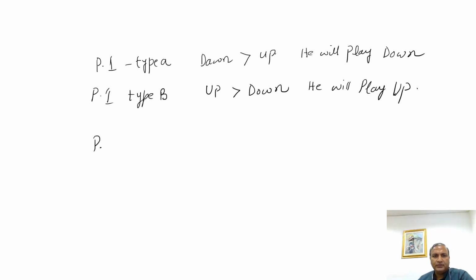What about player 2? Player 2 is confused because he does not know if he is playing with type A or type B of player 1. So we still have to find the best strategy for player 2. For player 1 we already decided, but for player 2 we still have to solve this game.